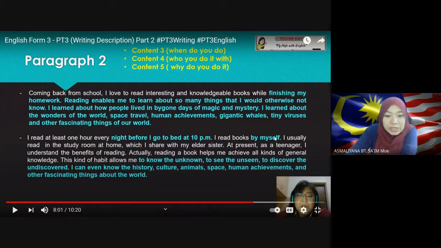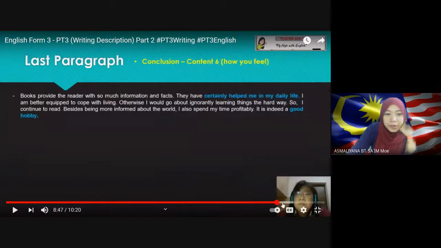Okay, so if you see, this person is giving examples of what she is reading. Okay, I learned about how people live in bygone days of magic mystery. So this is her interest. You are giving examples and examples. So you see all these commas when you're giving examples, you got to put your commas there. Okay, so lastly, conclusion. Books provide the reader with so much information and facts. They have certainly helped me in my daily lives.